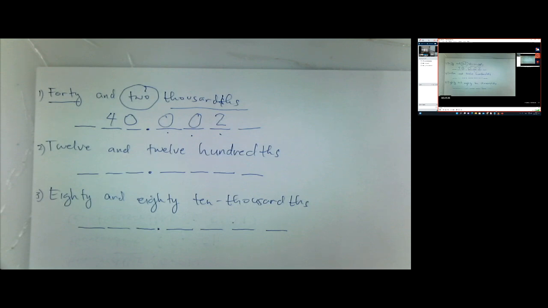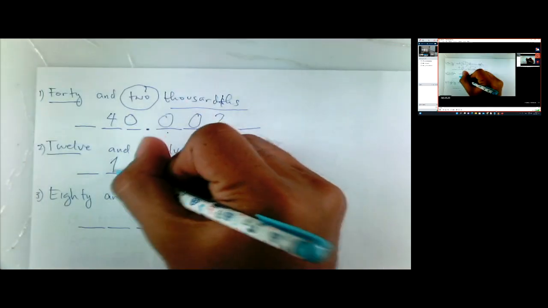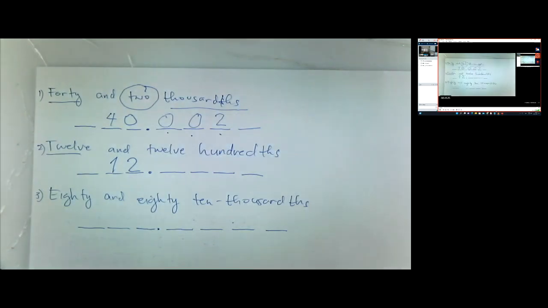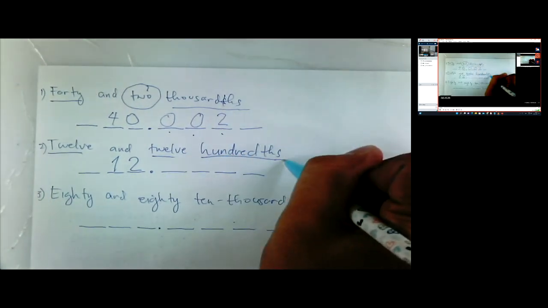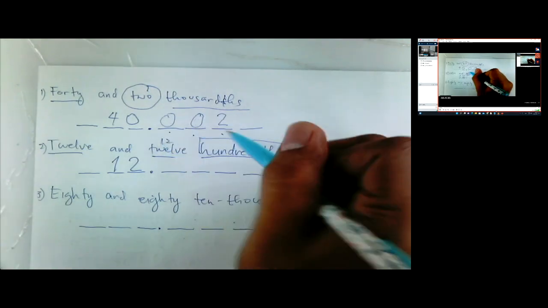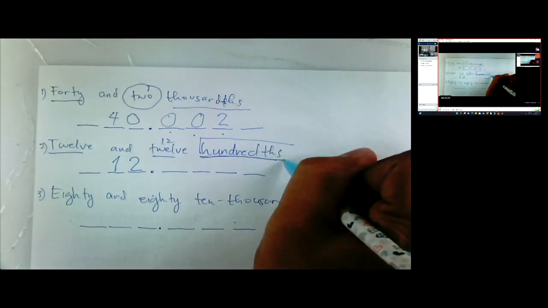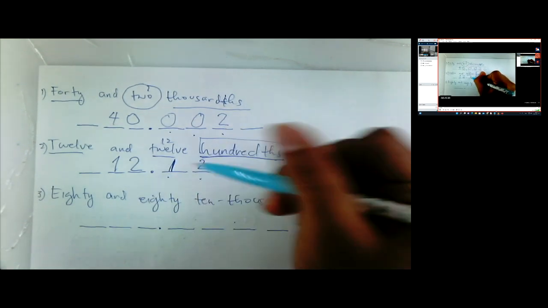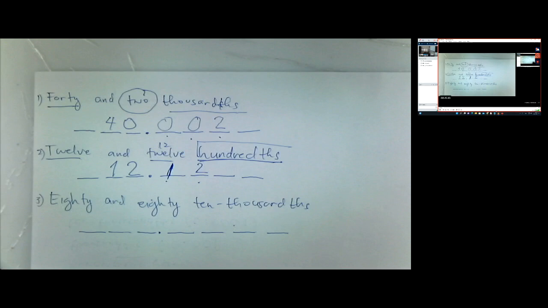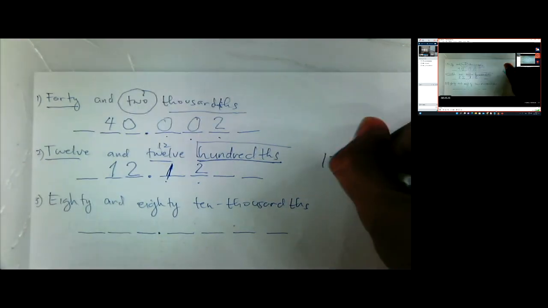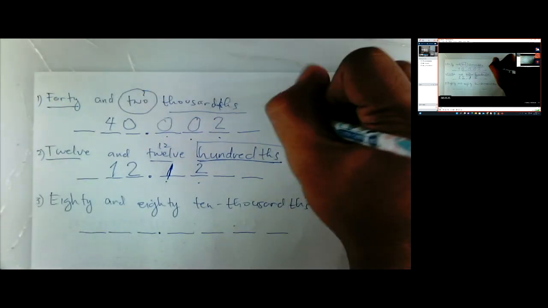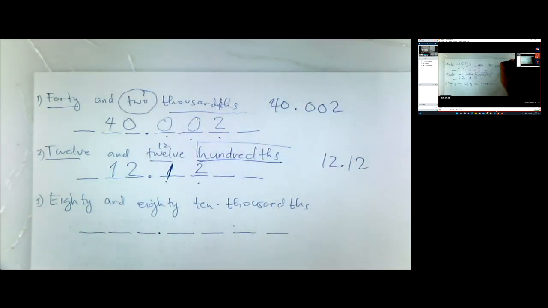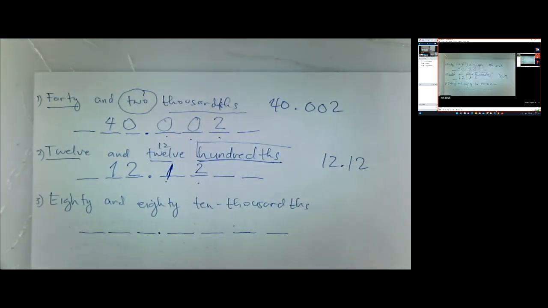Next, 12 and 12 hundredths. So this number is 12. Okay, 12. Now, 12 hundredths. And it's in the hundredths term. Meaning if this is tenths, hundredths, so 2 is here and 1 is here. Since we're dealing with 12 hundredths. So that is 12.12. This is 40.002.